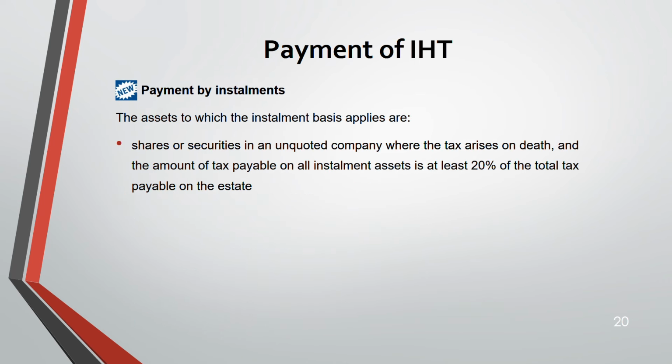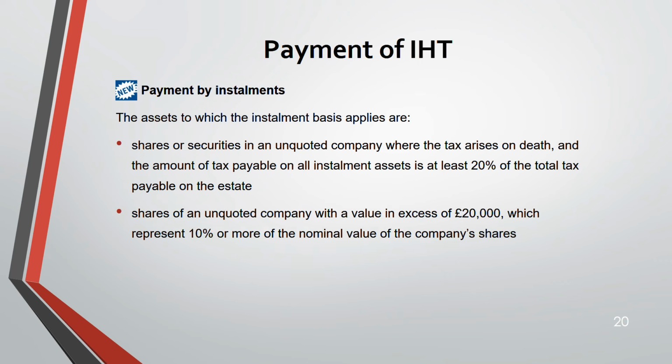So, two assets. Next, the third asset where you can pay by installments: shares or securities in an unquoted company where the tax arises on death and the amount of tax payable on all installment assets is at least 20% of the total tax payable on the estate. This line is a little bit tricky. You need a calculation to understand it. Then, shares of an unquoted company with a value in excess of £20,000, which represents 10% or more of the nominal value of the company's shares.